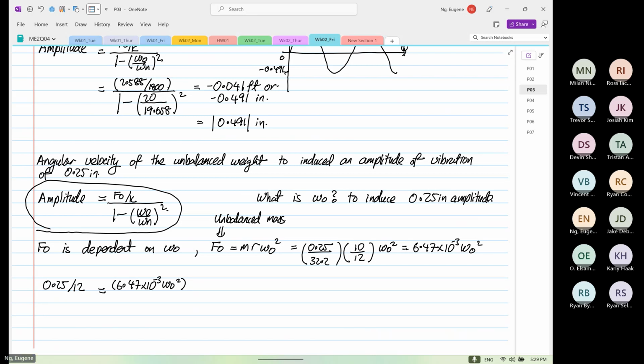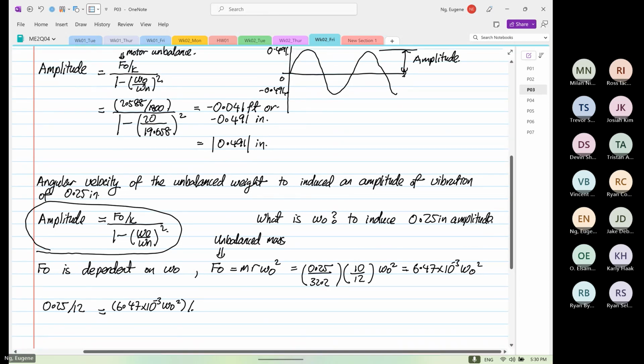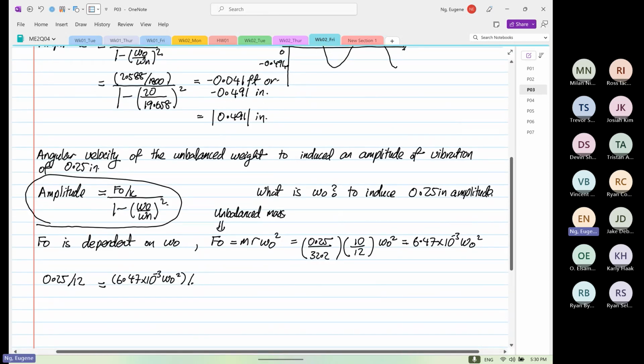And then divide by our stiffness. How come I dropped our stiffness? So you have to divide by your stiffness. Stiffness over here is how much? It's equal to 1800.